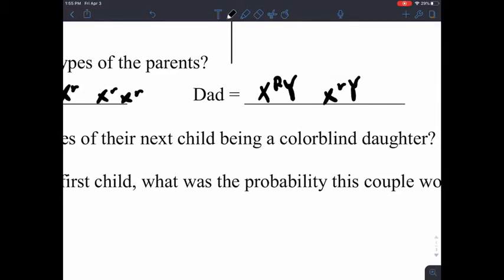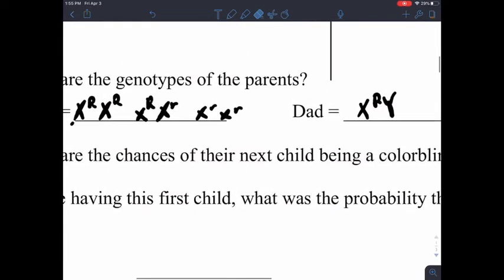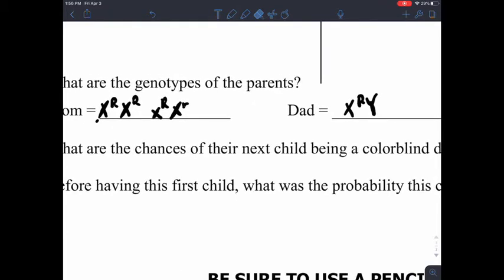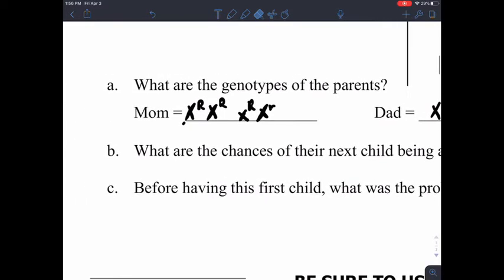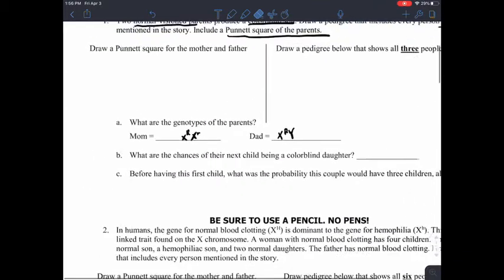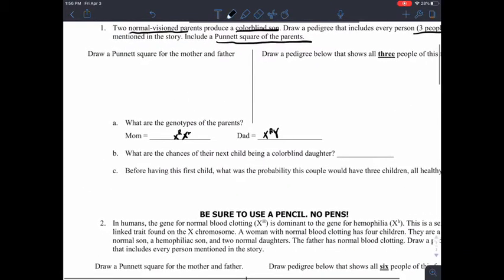So let's just start with the dad over here. He cannot be X lowercase r Y because that would mean he had color blindness, and it said both parents are normal. Same with the mom with X lowercase r, X lowercase r. So we know both options are eliminated. Now if we look over at the mom, since we have two options left, to produce a colorblind son, she needs to carry at least one of the traits, so it cannot be X capital R, X capital R. So she's heterozygous and a carrier. This helps us to be able to draw the pedigree.